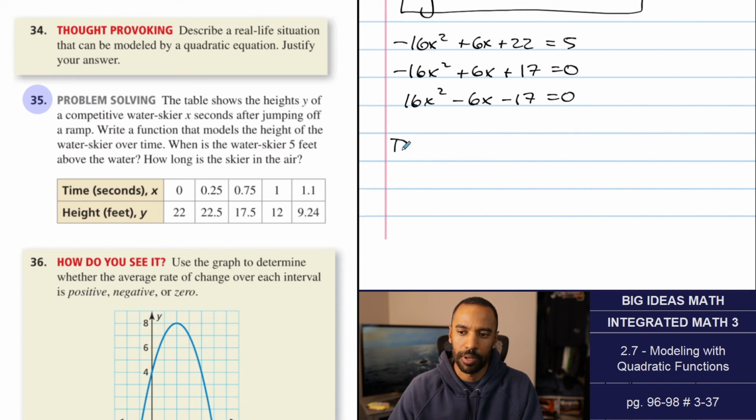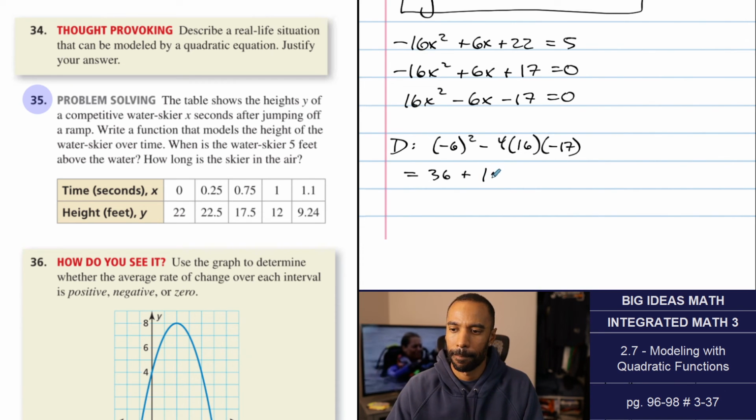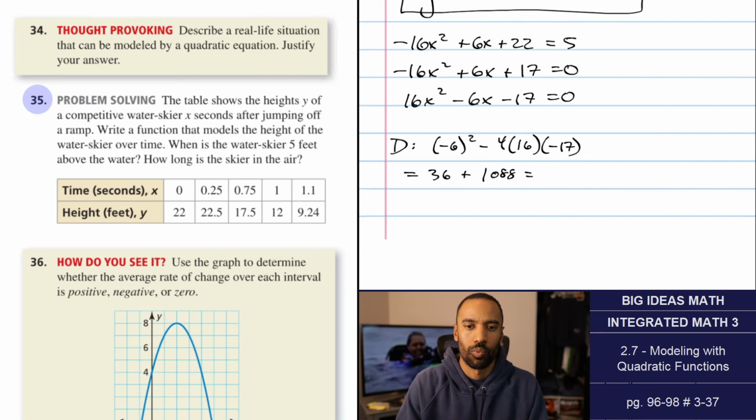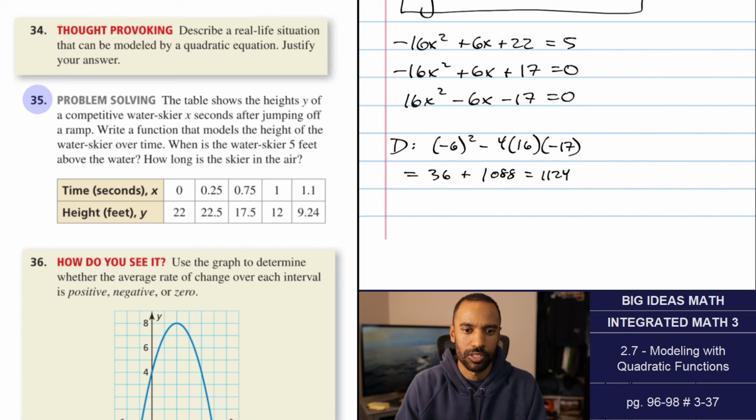I start with the discriminant of b squared minus 4ac. If you've been with me before, you know what I'm talking about. So b squared minus 4ac is going to be 36 plus, calculator, come and get me, 1088, which is 1,124, which I don't believe is a perfect square. Let's see. Well, it can't be a perfect square, otherwise it would have been factorable.